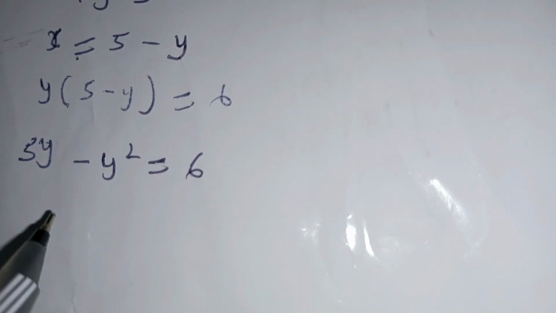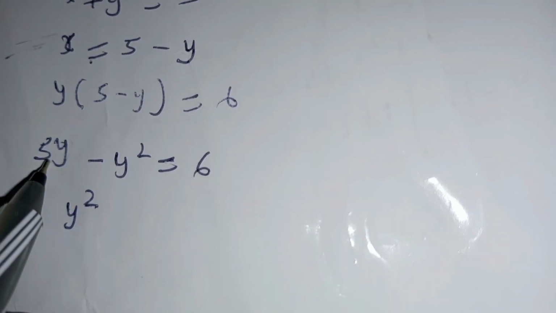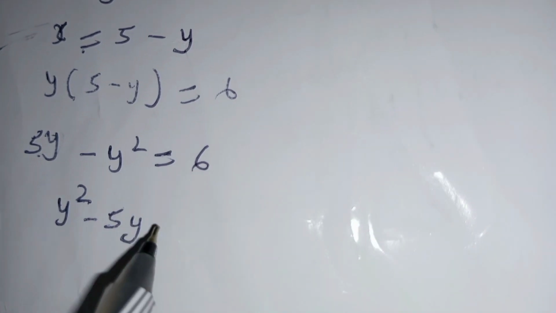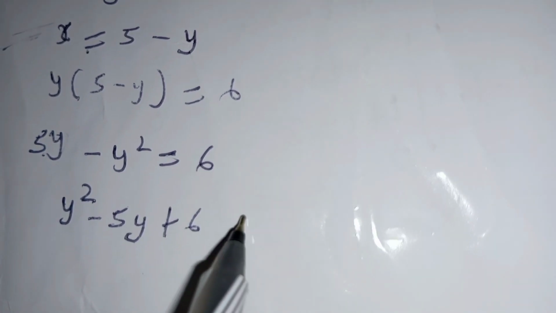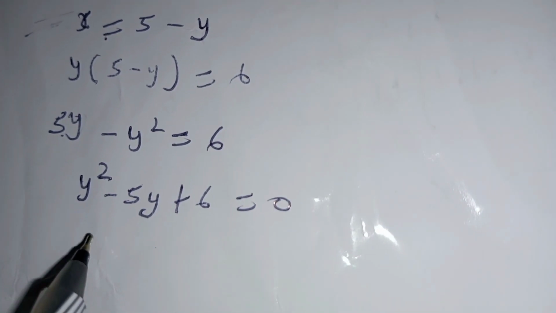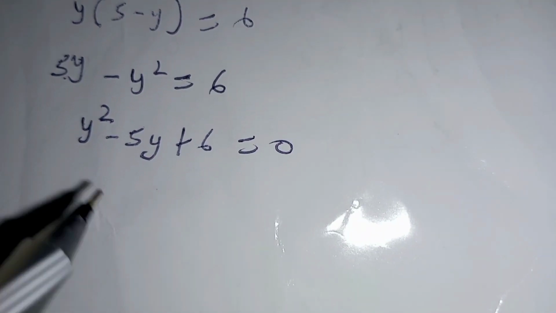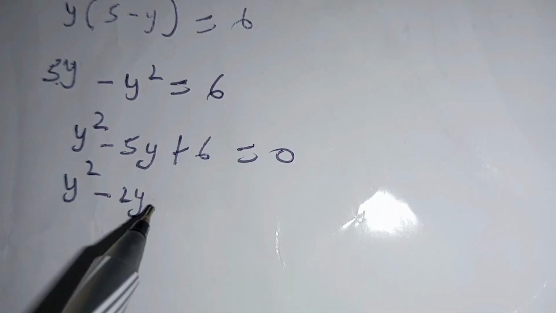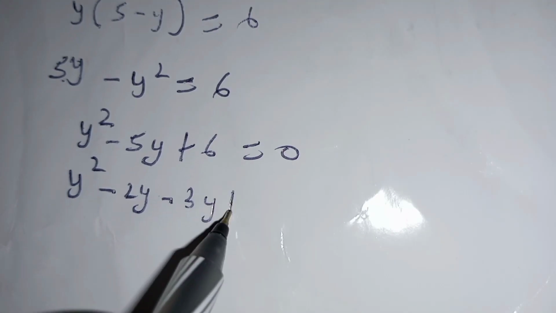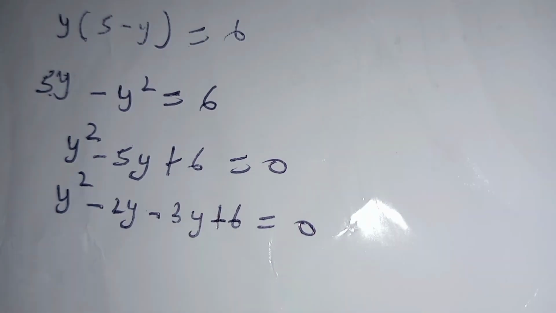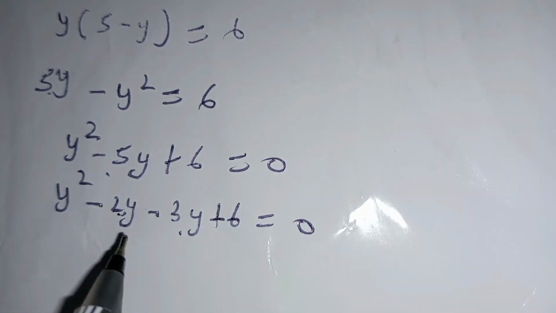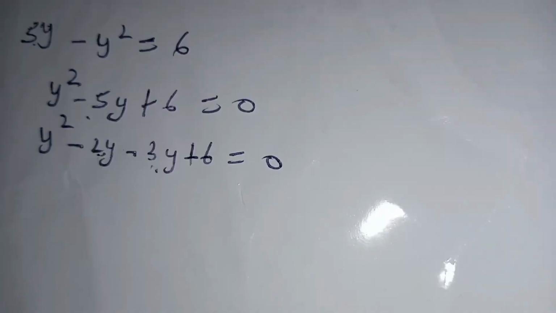We can take the negative y on the right so that it becomes positive y. We can take positive 5y to the right so that it becomes minus y plus 6, which is equal to 0. This is a quadratic equation which you can solve by factorizing. y squared minus 2y minus 3y plus 6 is equal to 6, since negative 2y minus 3y is negative 5 and negative 2 times negative 3 is 6.